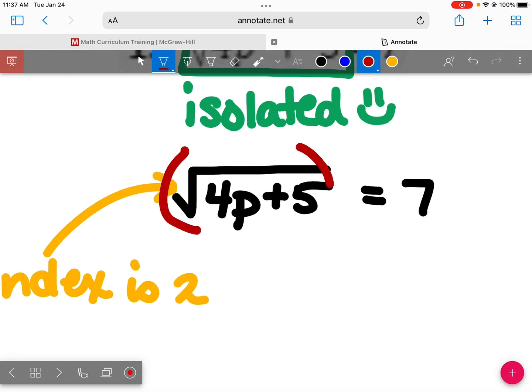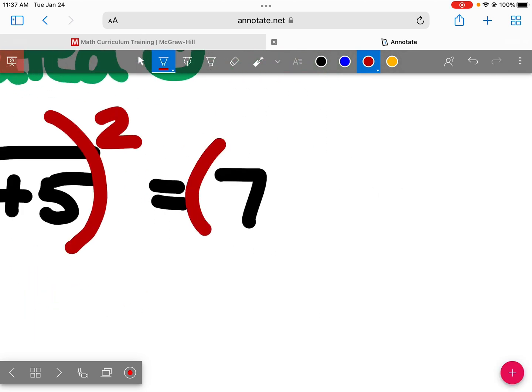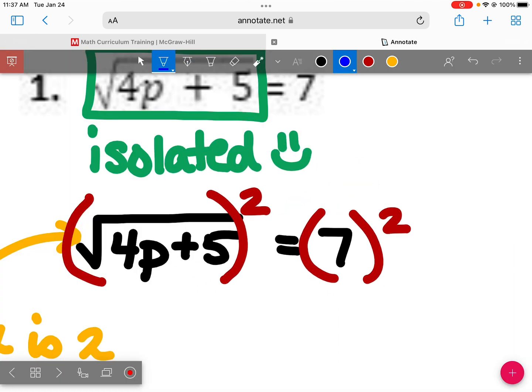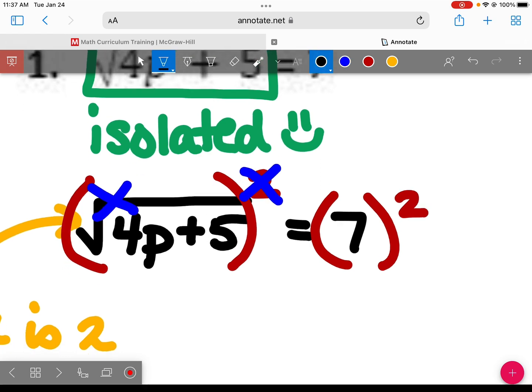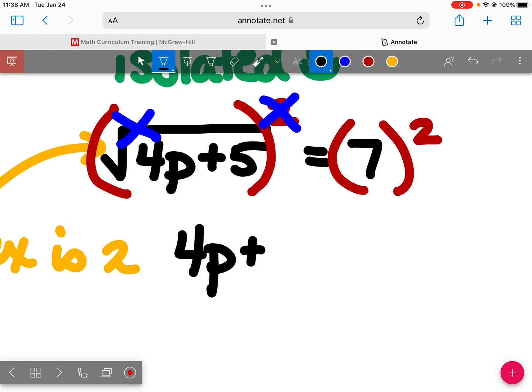So I'm going to raise this side to the power of 2. And if I do it to the left-hand side, I have to do it to the other side, the right-hand side. So I have to raise both sides to the second power. What happens when I square something that has an index of 2? Cancels out. So the radical totally and completely disappears. I'm just going to have 4p plus 5 on the left-hand side. Radical is gone now. What will I have on the right-hand side? 49.